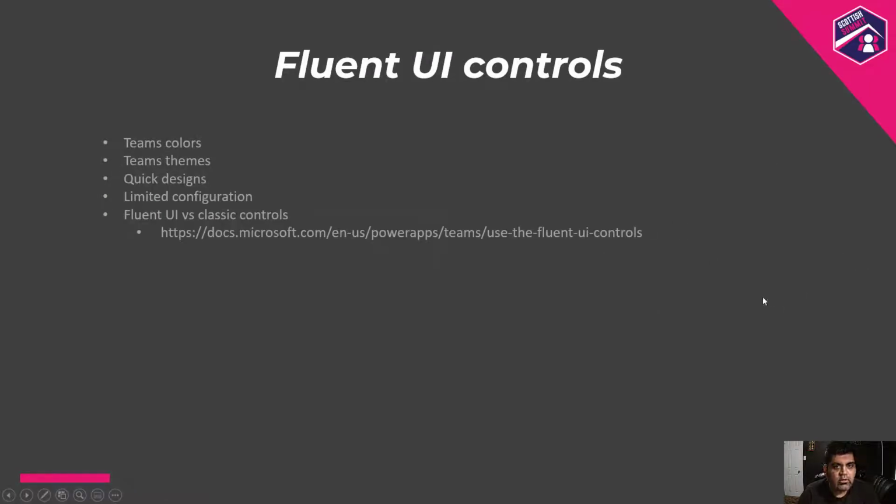So moving on to the new set of controls that are available in Dataverse for Teams. They are called Fluent UI Controls. The cool thing about these controls is that they have Teams colors incorporated into them. So if you add one of these controls, you don't have to set properties like color or fill color. They have those Teams colors by default. Another cool thing is they adapt to Teams theme.